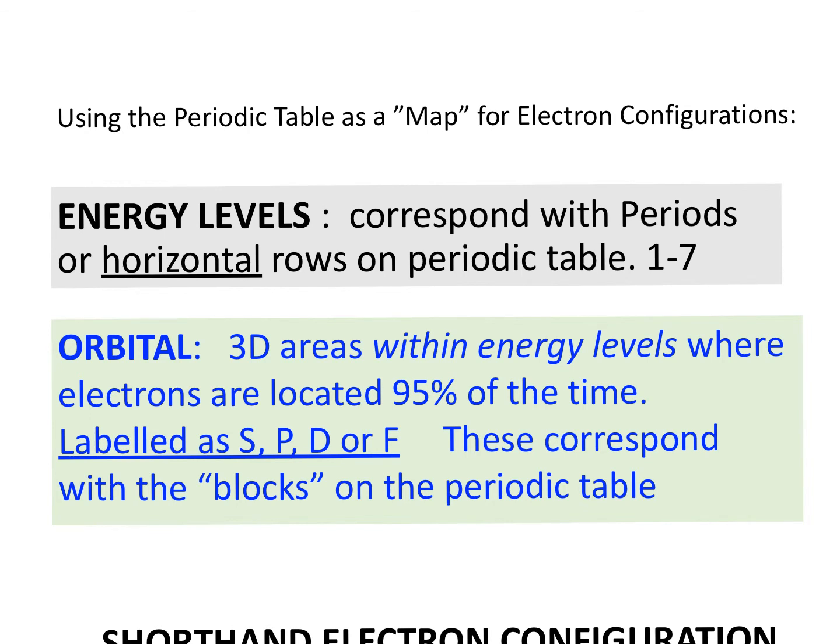We have our energy levels, and these correspond with our periods or our rows. These are always 1 through 7, from the top to the bottom. And then we have our orbitals, and these are the 3D areas in those energy levels. This is where our electrons are located 95% of the time, and this is our S, P, D, or F blocks. Remember, these are where we kind of get our address. We have our street, and then we have the little blocks that we're in.